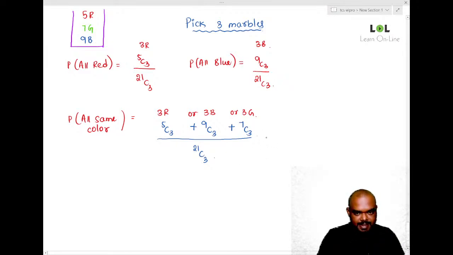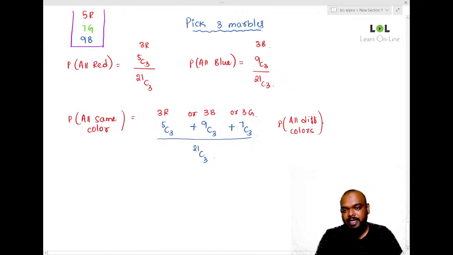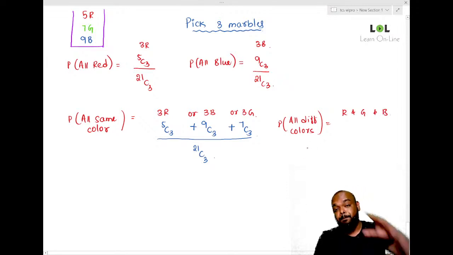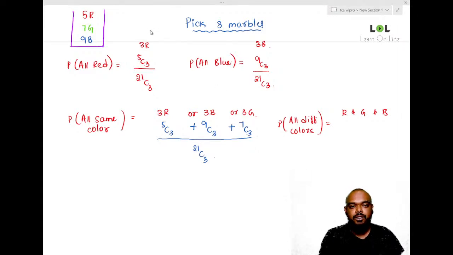Good. Suppose I ask you the probability of all different colors. Condition: all different colors means I need one red, one green, and one blue. It doesn't matter in which order you pick, because you're picking all three simultaneously. So what do we get here? Total cases will be the same, that is 21C3.